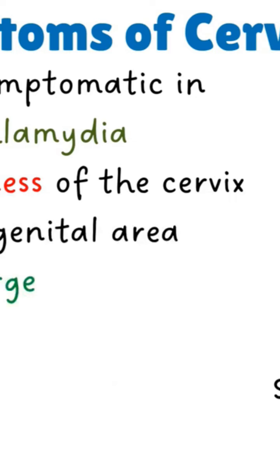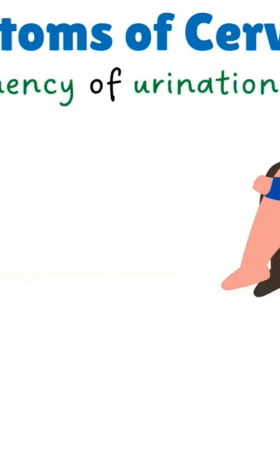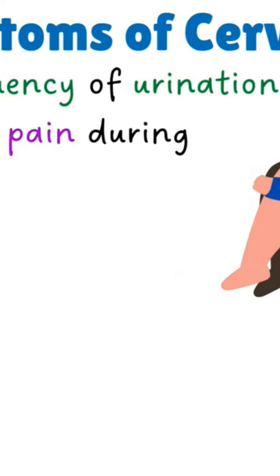discharge that may be gray, white or yellow and might have a foul-smelling odor, abnormal vaginal bleeding that may be postcoital, intermenstrual, or postmenopausal, increased frequency of urination, dyspareunia or pain during intercourse, and sometimes ulceration.